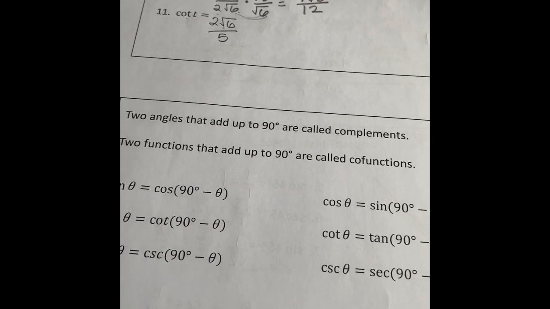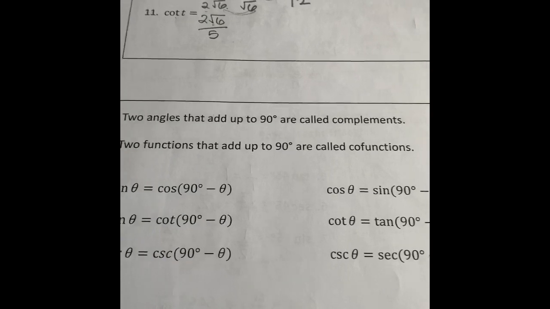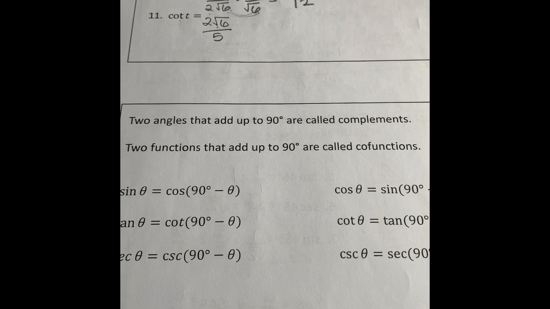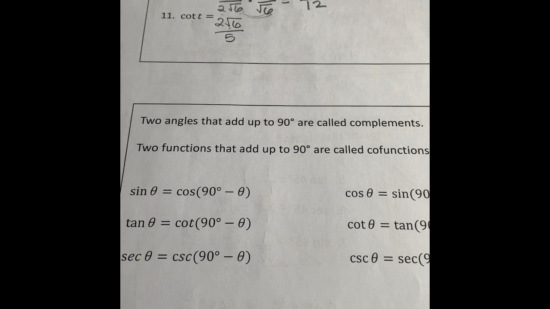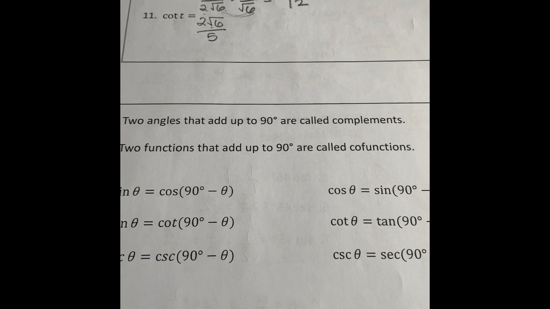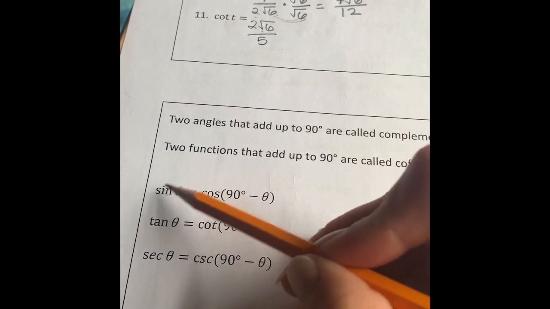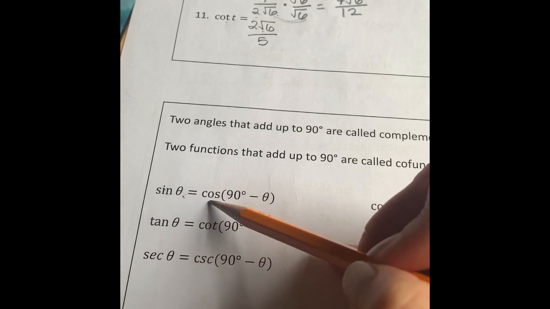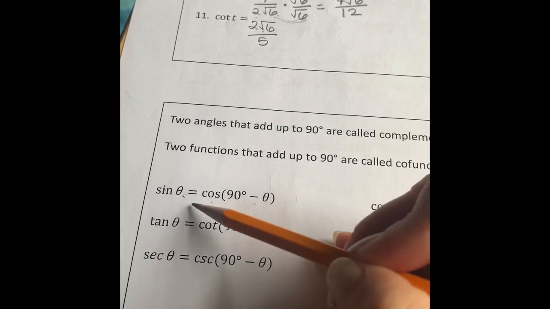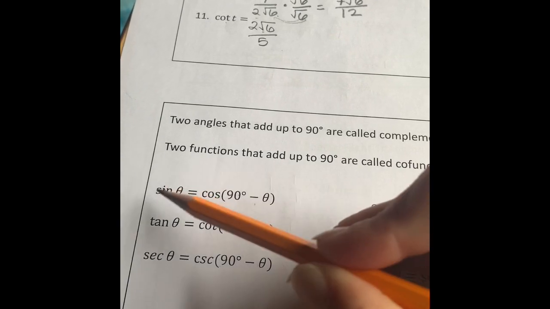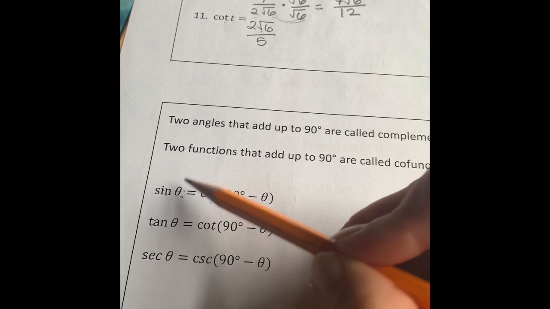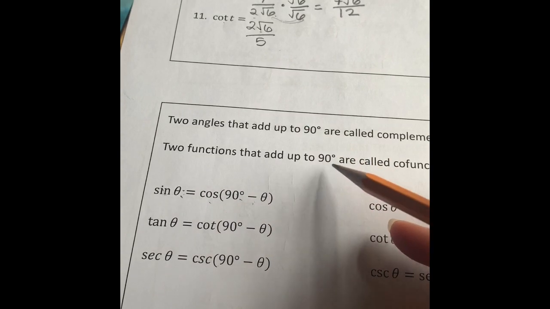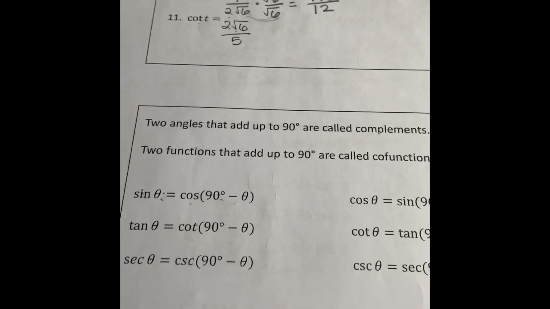Then we've got something called cofunctions. So remember from geometry that two angles that add up to 90 degrees are called complementary angles. So two functions that add up to 90 degrees are called cofunctions. So if they gave you the sine of some angle, let's say 30 degrees, then its cofunction would equal the cosine of whatever 90 minus that 30 degrees is, which is 60. So this angle measure here and this angle measure that you end up getting over here, when added together, should give you 90 degrees.